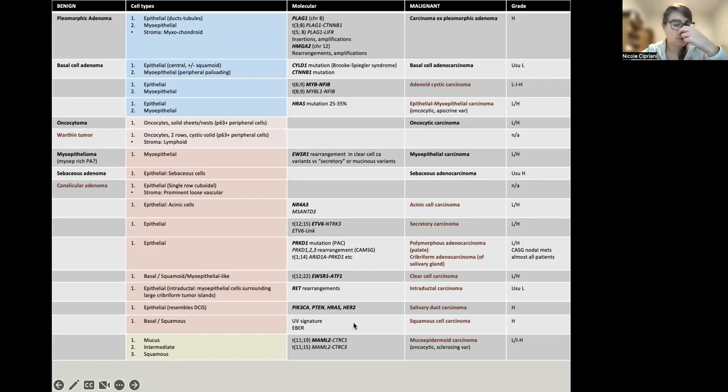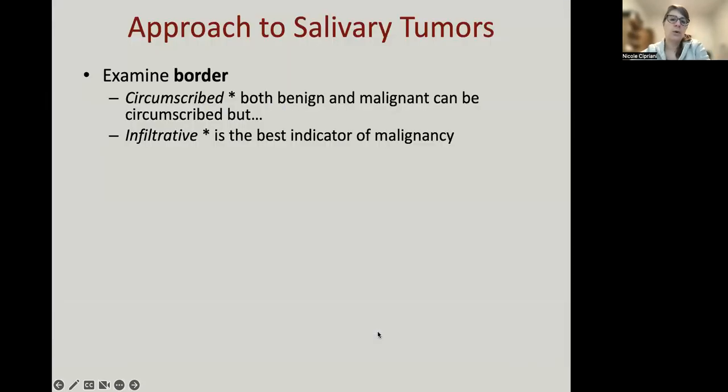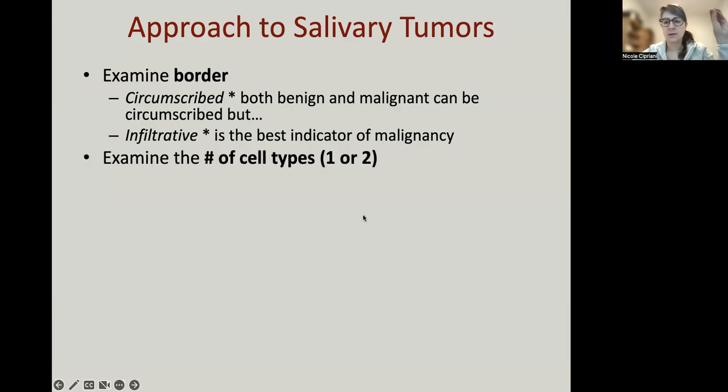As we go through each of the individual tumors, we'll talk about what molecular mutations may be important and actionable within each tumor group. Okay, so when we have the neoplasm on our desk, what do we do as pathologists? One of the most important things is the edge of the tumor. Circumscription is a pretty good indicator of a benign tumor. Occasional malignancies can be circumscribed, but infiltration into the adjacent parenchyma or adjacent organs is the best indicator of malignancy. So that's thing one, at low power.